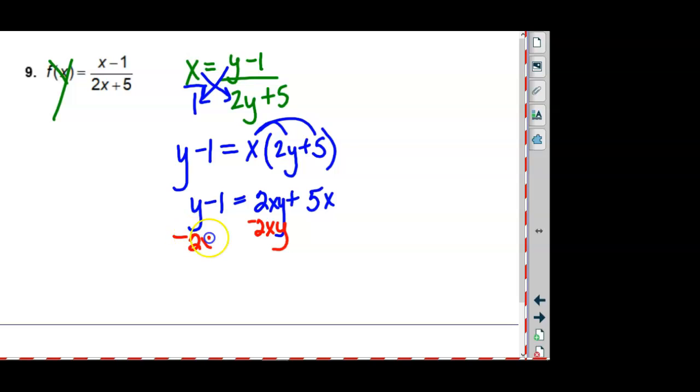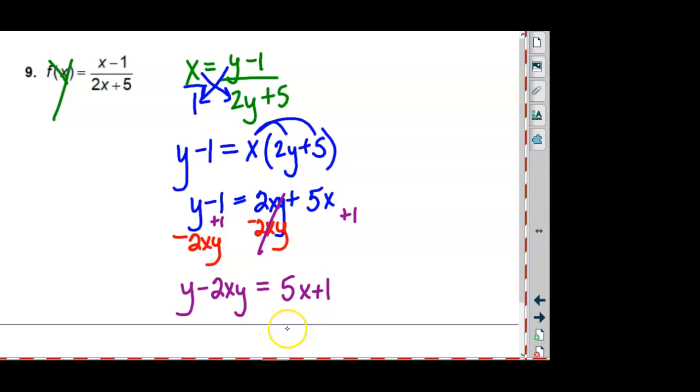Now, can it combine with anything that's over there? Is there another xy over there? No. Would it be okay with you if at the same time I got rid of this minus 1? Okay, because it's got to move to the other side. So I'm going to add 1 over here. Now, I have a y minus 2xy. And over here, I'm left with a 5x and a 1. Can I add those together? Nope, not like terms.